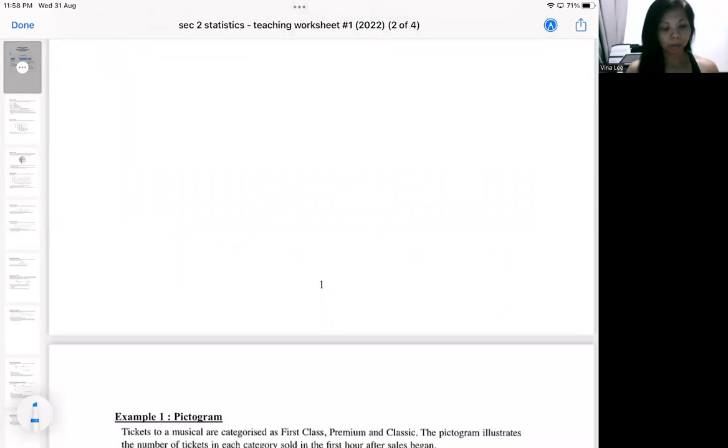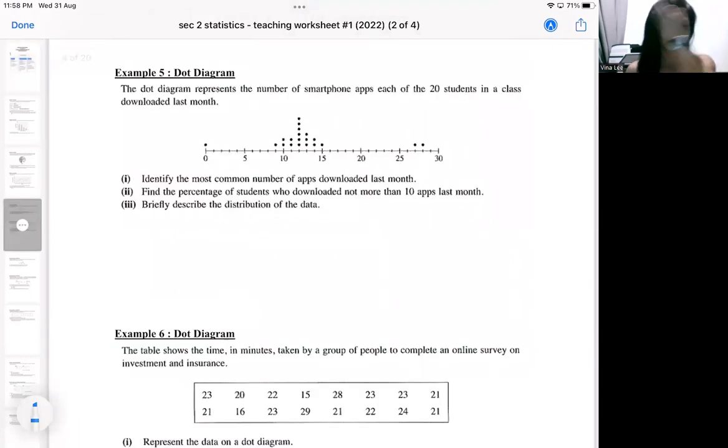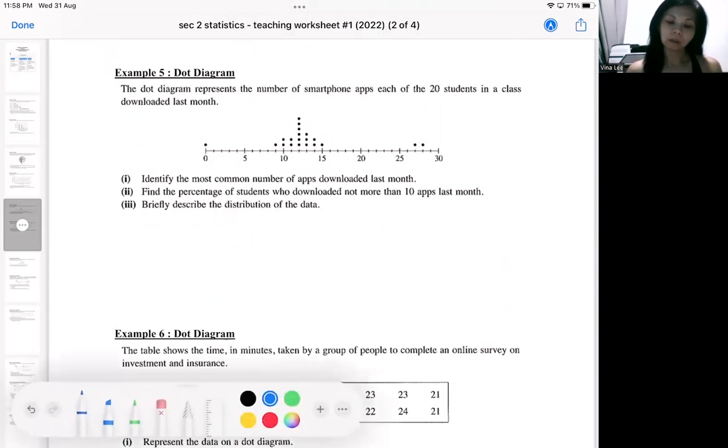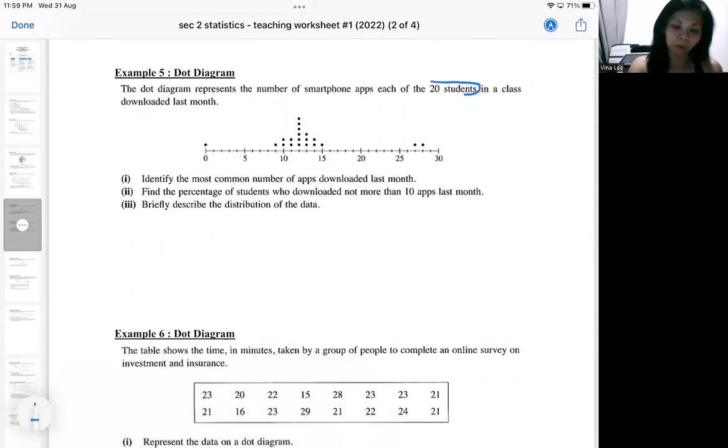So I'm showing you the idea of the dot diagram first. As the name suggests, we use dots to represent data. For example, in this question, example 5, the dot diagram represents the number of smartphone apps each of the 20 students downloaded last month. Make it a point to read what the data is here. We're interested in the number of apps that each of the 20 students downloaded. So the 20 students are translated to 20 dots.